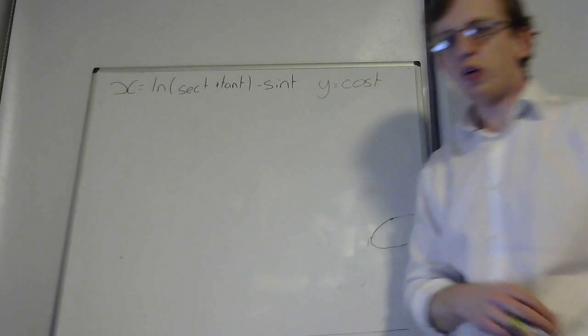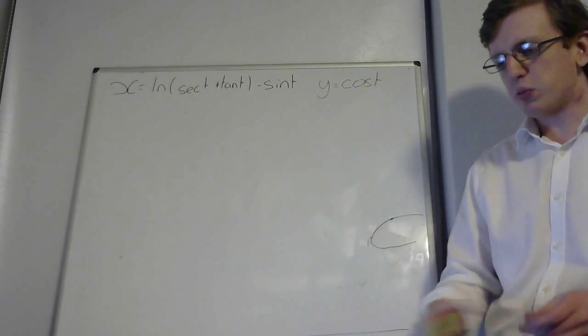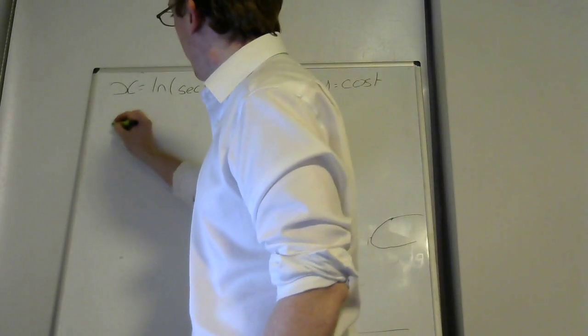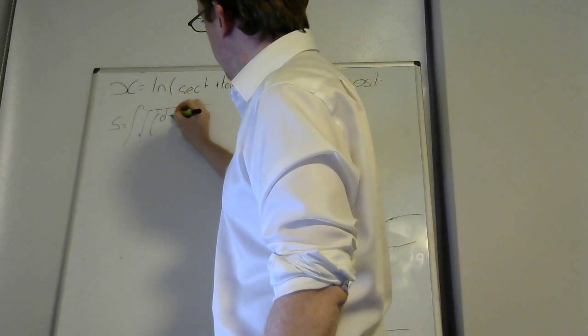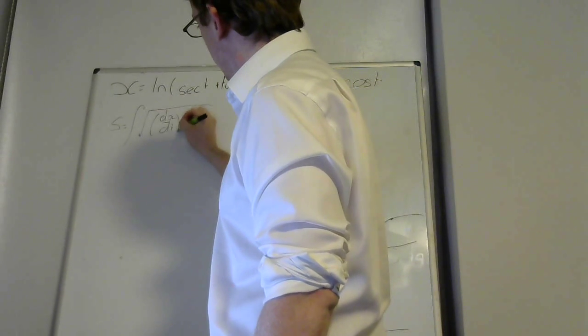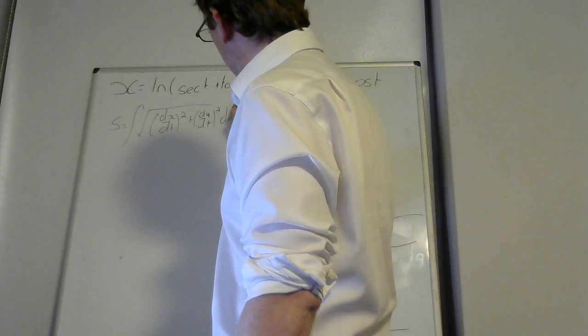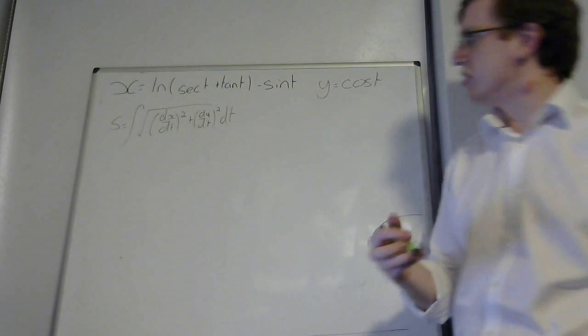So if you go to your formula booklet, and again I would write down this formula just so it stops you from having to look at the booklet. The arc length when we're using parametrics is the integral of the square root of dx by dt squared plus dy by dt squared with respect to t. Yep, so write it down, you don't have to look back.